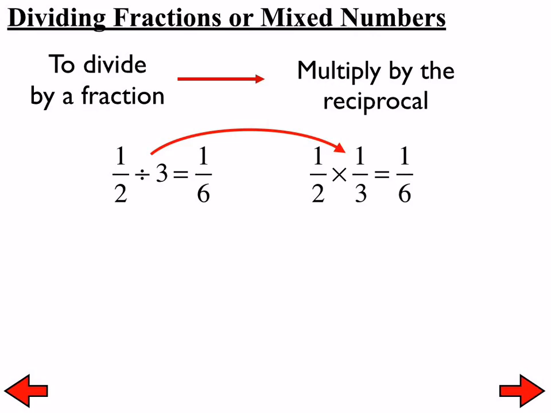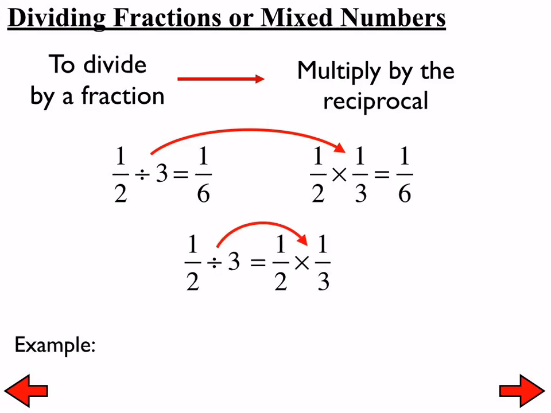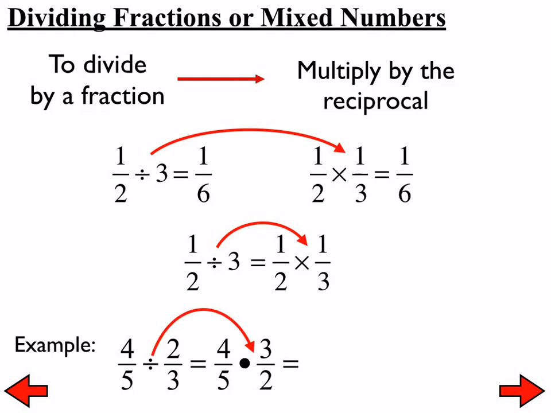That's how that becomes 1/2 times 1/3. The reciprocal of 3 is 1/3. And we change the operation. Okay? All right, and I'm sure that all of you have seen that before. So, for example, 4/5 divided by 2/3 becomes 4/5 times its reciprocal, so 4/5 times 3/2, and then we just do what we did in all of the previous problems.